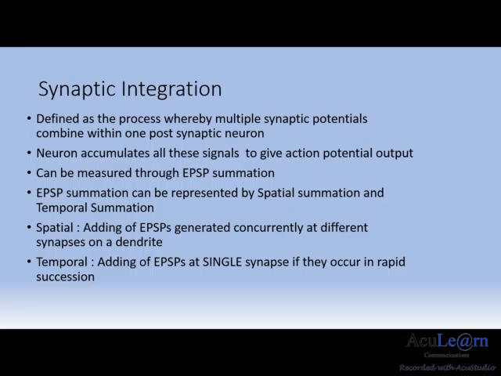Spatial summation is the adding of EPSPs that are generated concurrently at different synapses on a dendrite. Temporal summation is the adding of EPSPs that are generated upon the same synapse if they occur in rapid succession, with little to no delay between them, within a span of 1 to 15 milliseconds from each other.